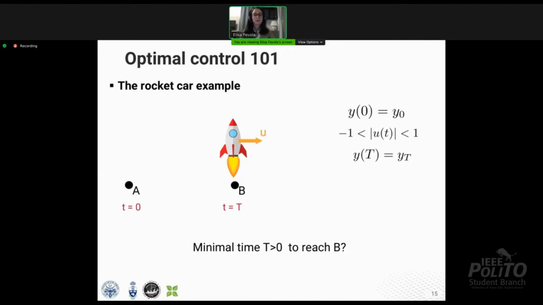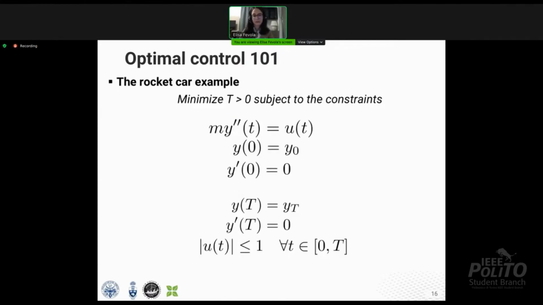So this seems really trivial example, and it is, but we can recast it in a different way so that it's a simple optimal control problem. In fact, this problem can be reformulated in this way. Minimize the time T subject to the following constraints. We have the equation of motion, we have the position and the velocity of the rocket at the beginning, the position and the velocity at the end, and we have a constraint on the force, on the thrust.